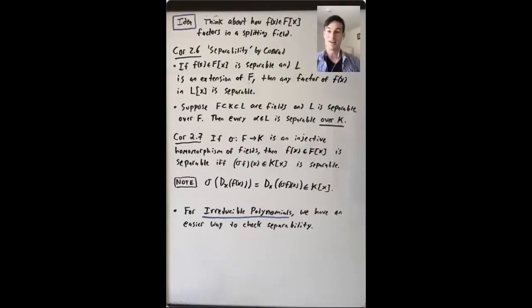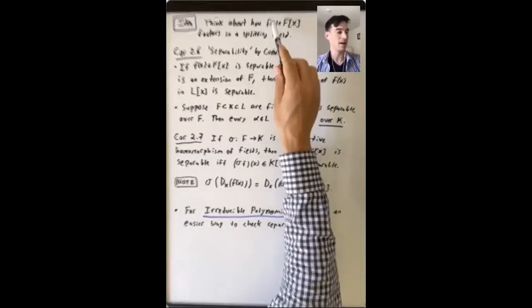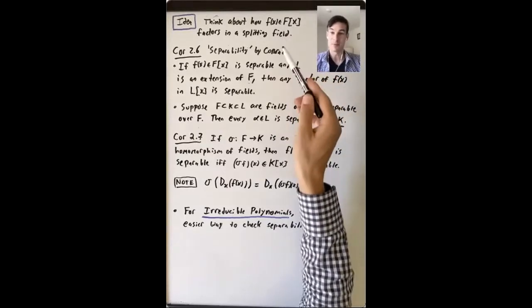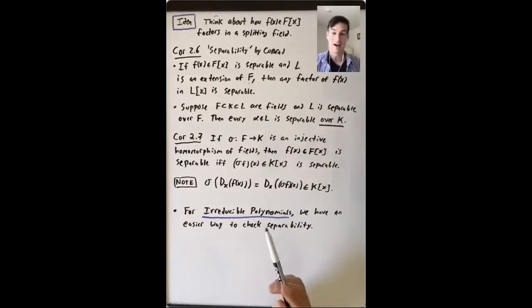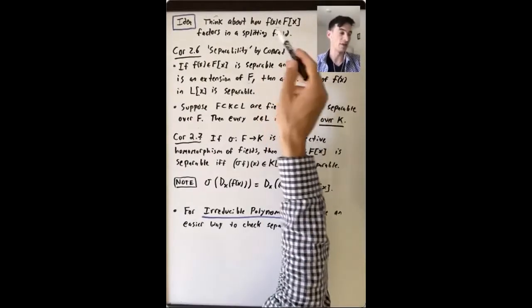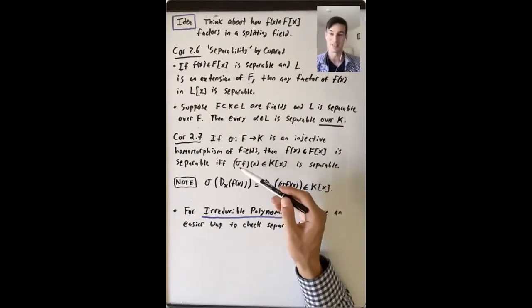I want to mention 2 more results that you can think about. The idea is that if you have a polynomial f(x) in F[x], what it means to be separable is that it has distinct roots in a splitting field for f(x) over F. So one idea is, if you think about how a polynomial factors over a splitting field, that should suggest how to prove the following 2 statements.